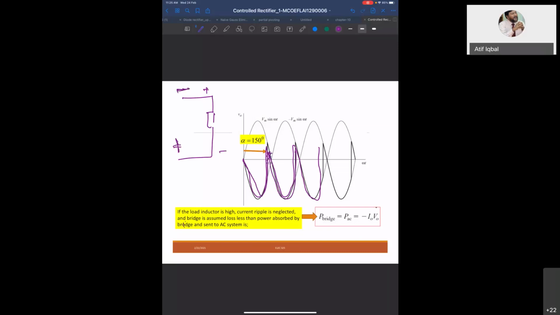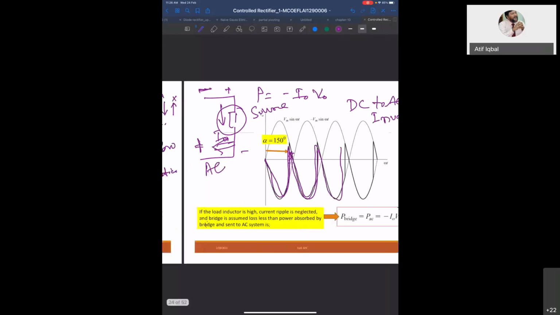So when this is the polarity of the voltage across the load, and this is the direction of current, the power is now minus I naught into V. That means now this will act as a source. It will pump power back to the AC side. So the power is now flowing from DC to AC. Power is flowing from DC to AC, so it is called an inverter.